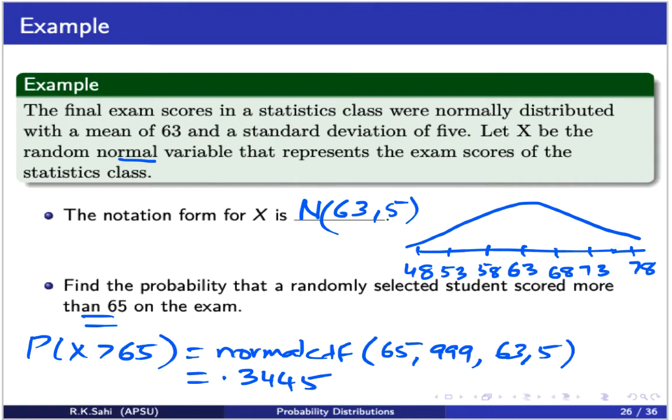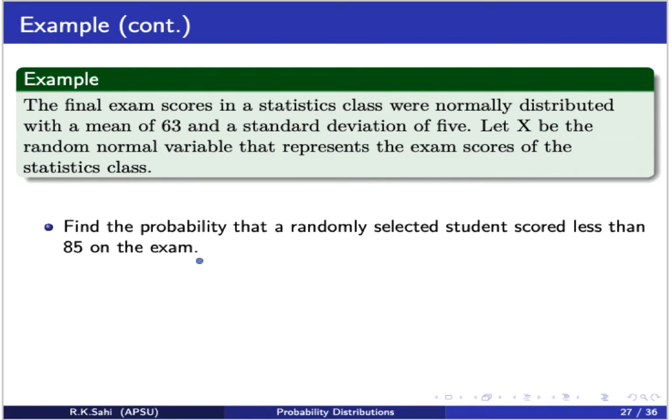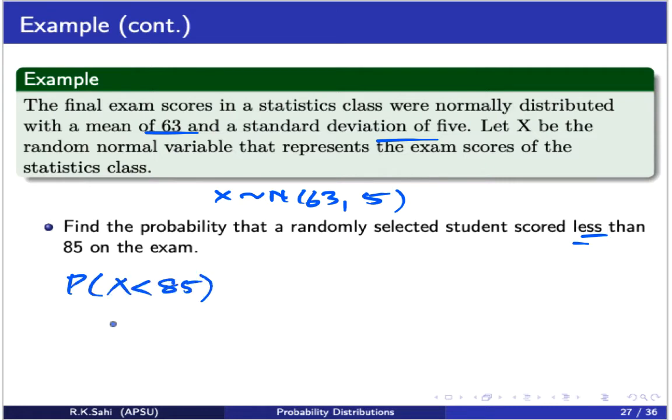Continuing with the same example. Here the question is, it's the same example, x has a normal distribution with mean 63 and standard deviation 5. Here the numbers are, guys. So find the probability that a randomly selected student scored less than 85. So probability x is less than 85.